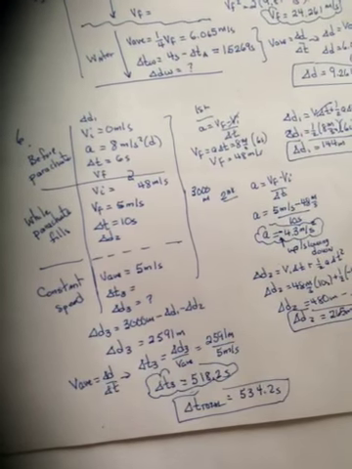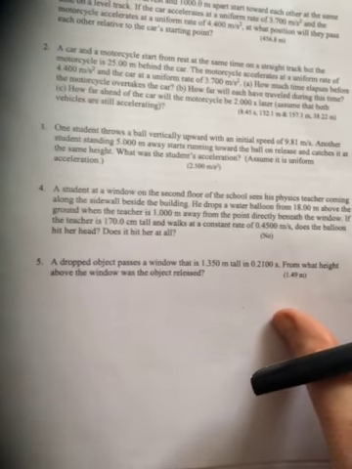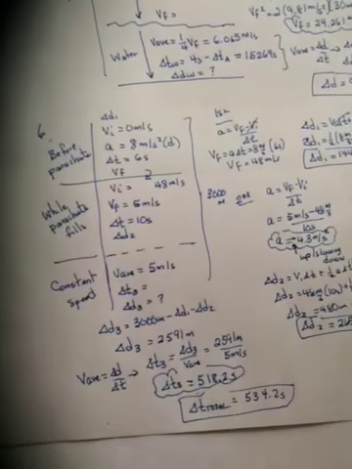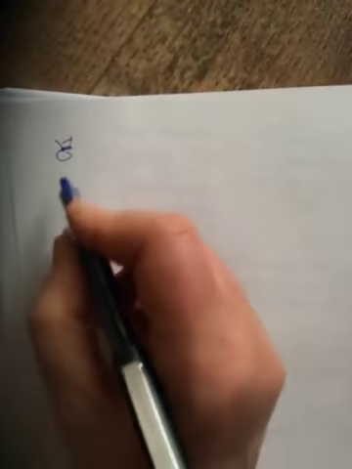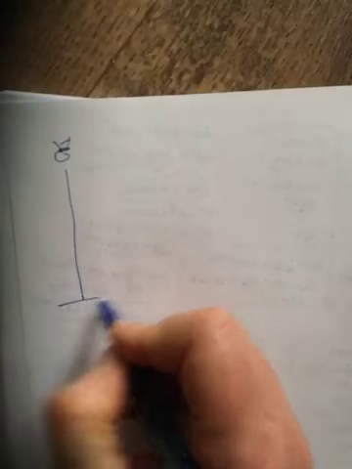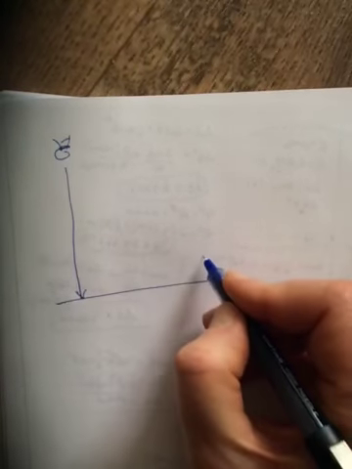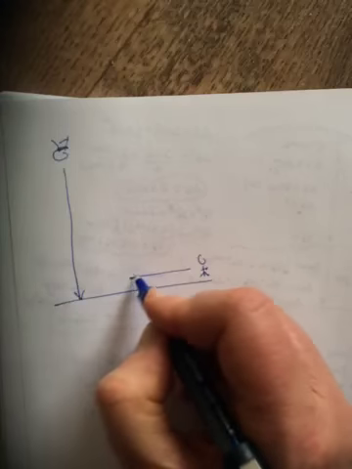All right. On the back side of the sheet, we had numbers 4 and 5 to do. A student in a window on the second floor of his school sees his physics teacher coming along the sidewalk beside the building. He drops a water balloon from 18 meters above the ground. So the water balloon is up here, 18 meters above the ground. The teacher is over here walking this way.